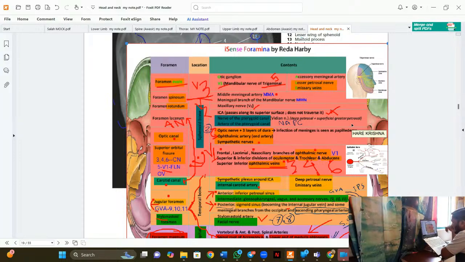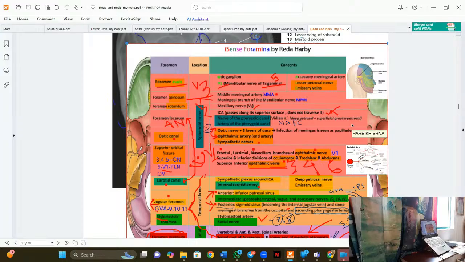Then optic canal: optic nerve with 3 layers of the dura, and ophthalmic artery and sympathetic nerve. Then superior orbital fissure: frontal, lacrimal and nasociliary, and this is 3, 4, 6 cranial nerves, and then 5, 1.